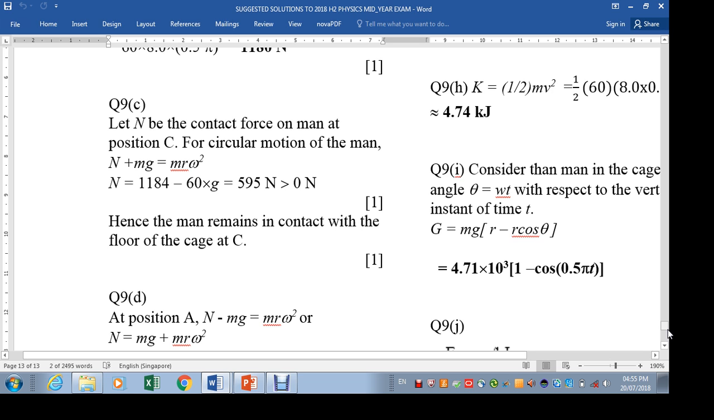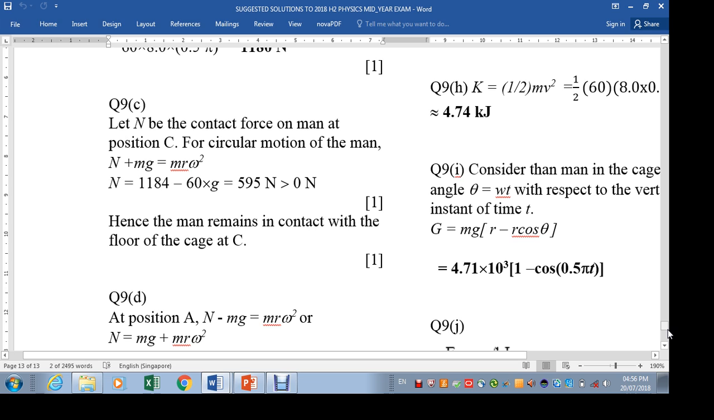Next, part F. Calculate the work done by the frame on the man in moving from position C back to A. Now in position C, you have GPE and KE. In position A, let's say your GPE is 0, but your KE stays the same. So what happened to the total energy of the man? It increased or decreased?